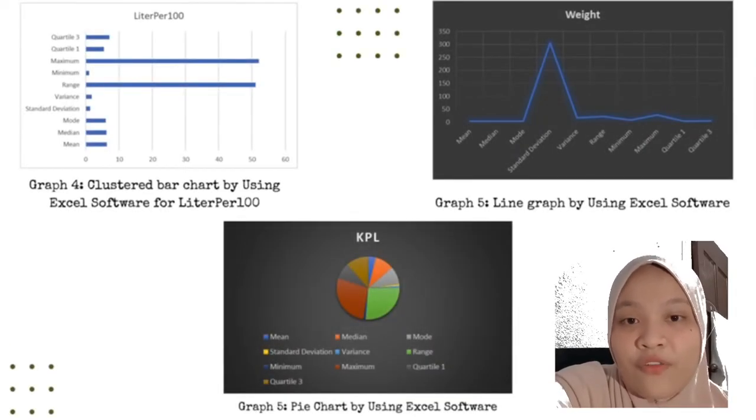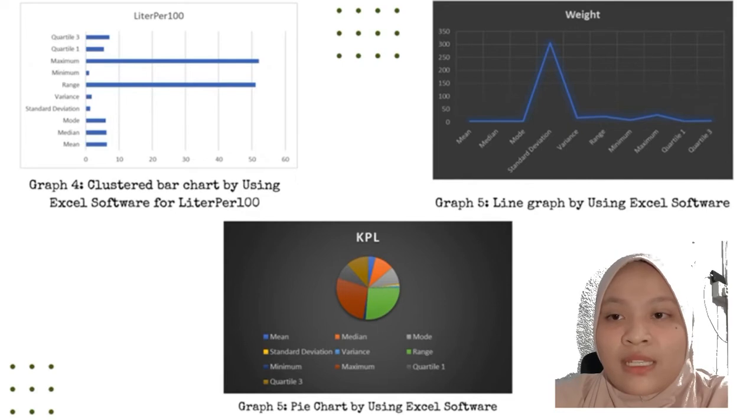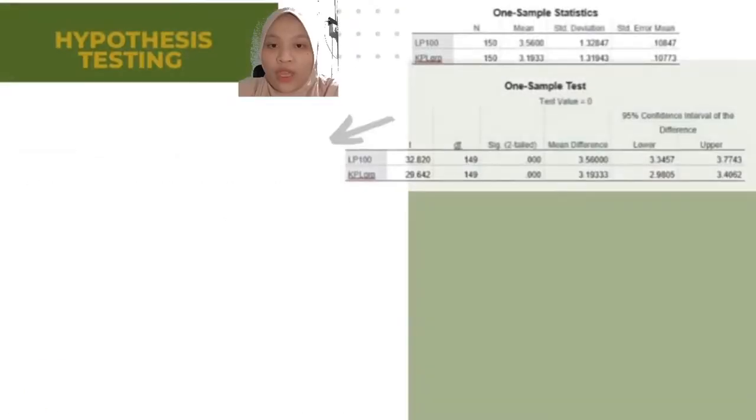Next is a graph for the 3 variables. For the liter per hundred group, we use a cluster bar chart, while we use a line graph for the weight, and lastly, we use a pie chart for the KPL. All the graphs were made using Microsoft Excel.